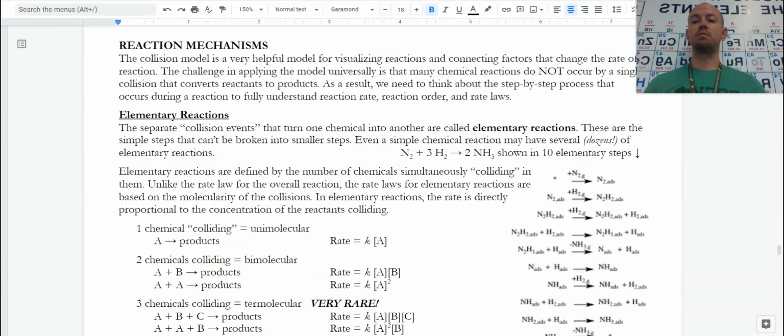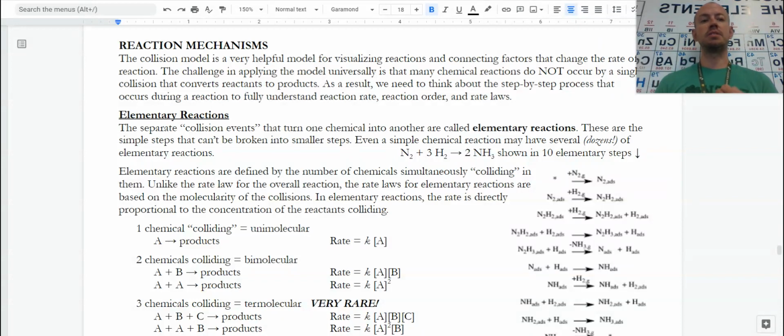One of the main reasons that we're looking at reaction order and rate laws and reaction rate in general isn't just to speed up or to slow down things, but to understand the process of how reactants turn into products. So the collision model is super helpful, but the collision model doesn't necessarily account for all of the different ways that the process can occur.